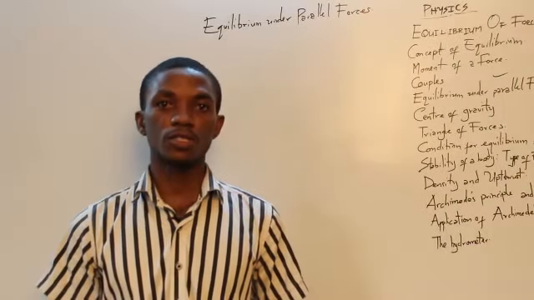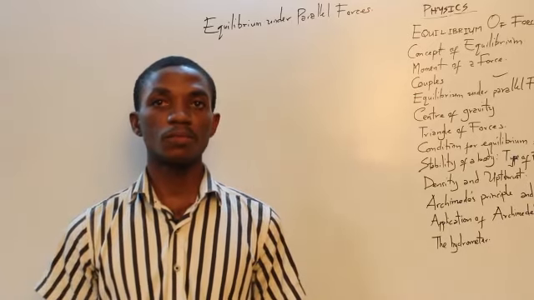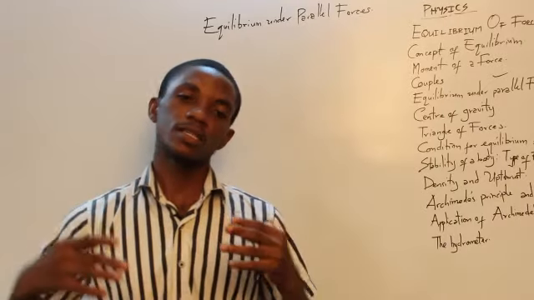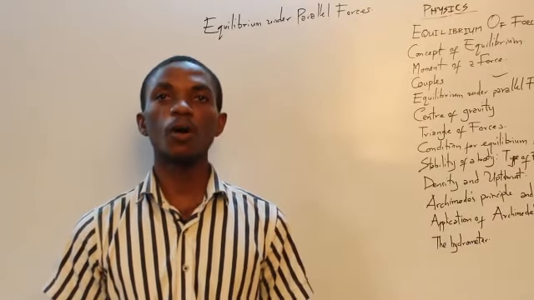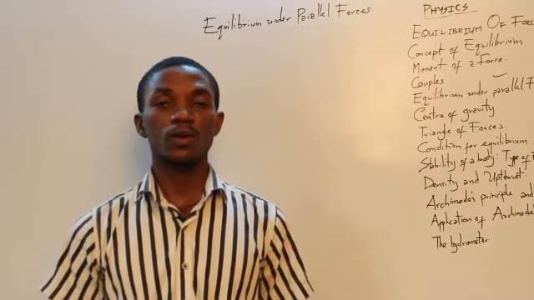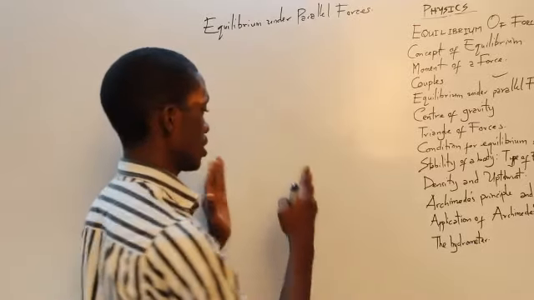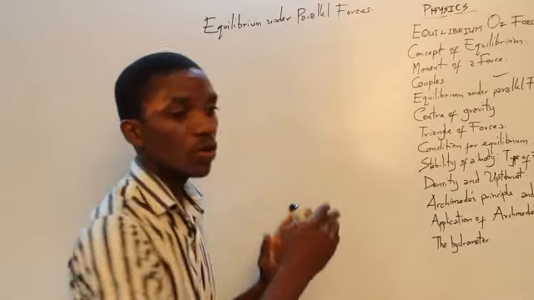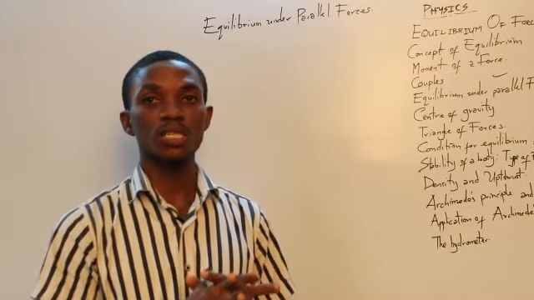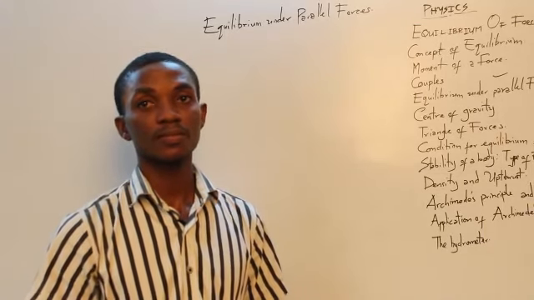Equilibrium under parallel forces. When we talk about parallel forces, what do we mean? We mean forces that act in either the same line of action or opposite line of action. That is, they are parallel to each other. When we say two lines are parallel, it means they act in directions whereby those lines cannot coincide, they cannot meet, they do not have a joining place.